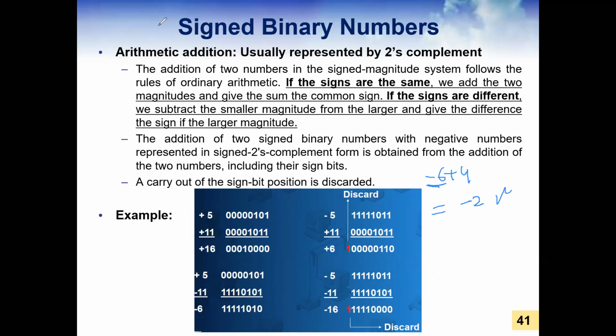Now the addition of two signed numbers with the negative numbers represented in two's complement form is obtained from the addition of this one, carry out. Okay, now see this one. +5 + 11. So how to write +5 in signed magnitude? We are talking about signed magnitude representation. We are writing here with the help of 8 digits. So 5 we can write like that, but because we are using 8 digits, we will write 8 digits. Similarly, plus 11, we will write this way. Add them together and this is your answer. Common sign you can see, plus is there.